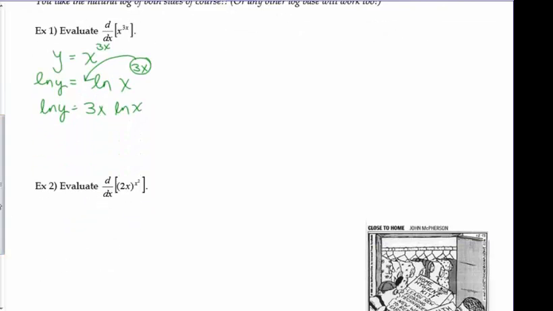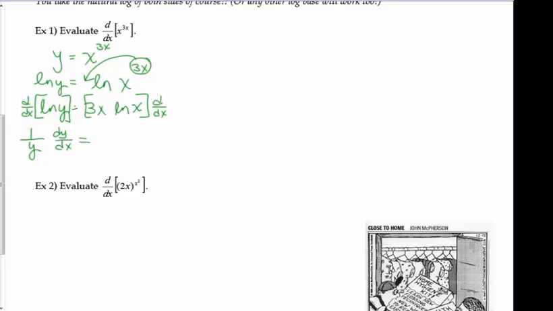Now, when I go to take the derivative of both sides, I'm going to do so implicitly. So I'm going to take d dx of both sides. The derivative of ln y is going to be the derivative of the inside over the inside. But the derivative of y is technically 1 times dy dx. I'm going to put the dy dx to the side because it makes my life a little bit easier, but you could also write it as dy dx on top right here. So you can write it as 1 over y dy dx.